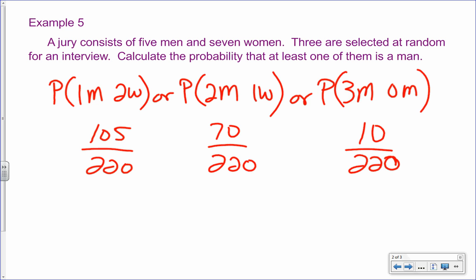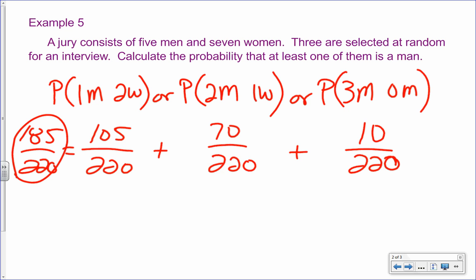And then what should we do with these? Because I need this to happen, or that to happen, or that to happen. And is that all possibilities of getting at least 1 man? If I put those together, are they all? Yeah, that's all of them, right? And so what do we get there? It's fairly probable, right? 185 over 220. So a pretty good percent, correct? Pretty good shot at that. Okay. So that's one way to do it. Yes?